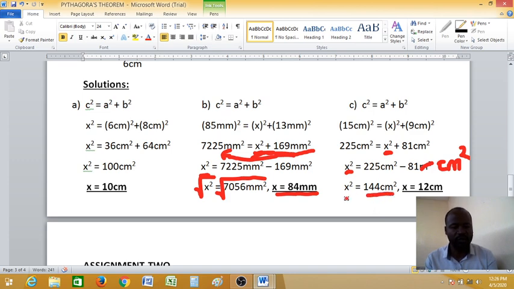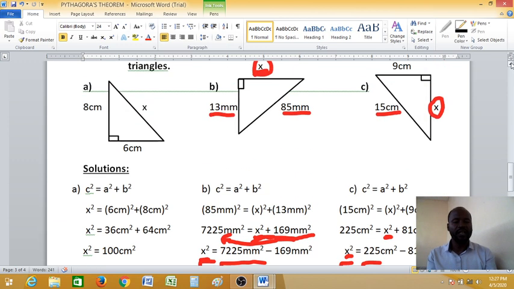So as we did for the first two examples, to find x, put this under radical. Again, put this under radical. So we have x squared. The square root of x squared is x, and the square root of 144 is 12 centimeter. So we go back to the triangle, and this 15 centimeter is the hypotenuse, which is the longest side opposite to the right angle, and one of the sides is 9 centimeter. The unknown x is calculated as 12 centimeter.